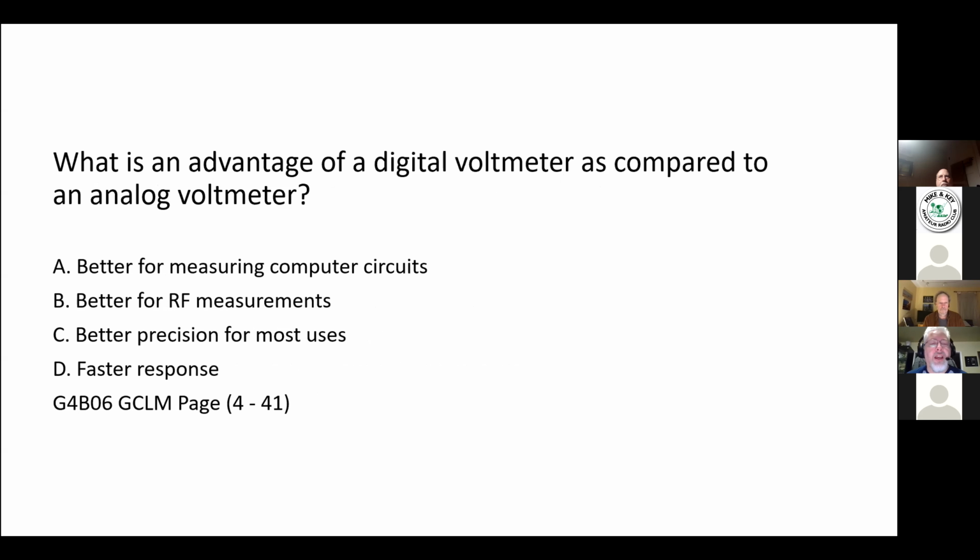What is an advantage of a digital voltmeter as compared to an analog voltmeter? A, better for measuring computer circuits. B, better for RF measurements. C, better precision for most uses. Or D, faster response. Charlie is correct. Better precision for most uses.